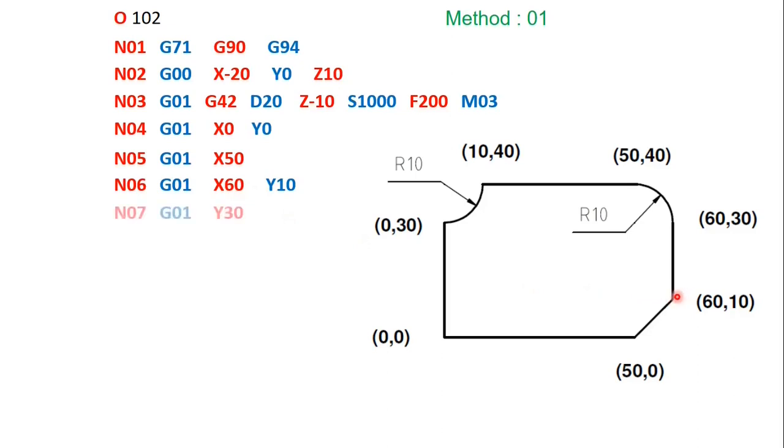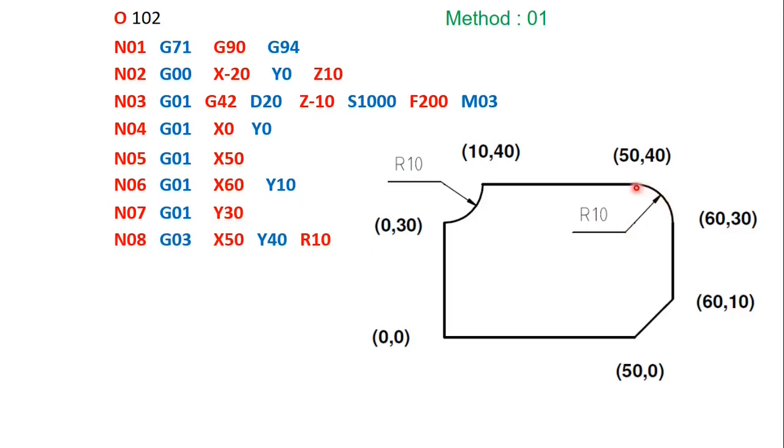Next, again I have to go straight. What are my endpoints? X60, Y30. I have only given Y30 because X is already 60, so I don't have to redefine that one. Now after this, the main important part comes.